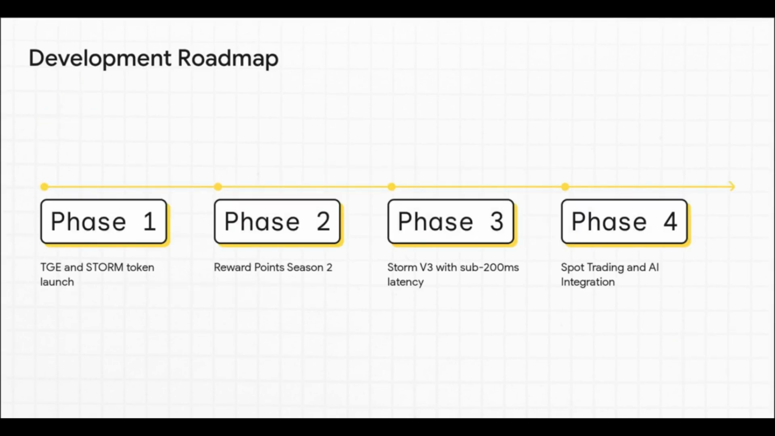The pace of development with these guys is just staggering. They've already successfully launched the Storm token and kicked off the highly rewarding RP Season 2. But their horizon is what's really exciting to me. Storm V3 is promising sub-200 millisecond latency and a built-in gasless wallet. Following that, they're rolling out spot trading with advanced grid strategies, and eventually, they're even integrating AI to offer personalized strategy predictions. It's a game changer.